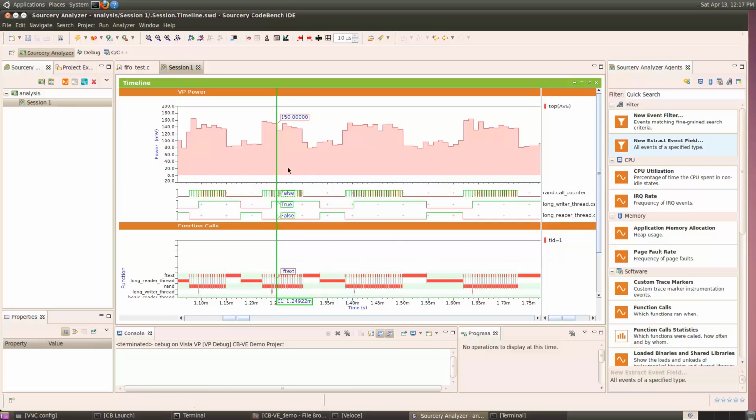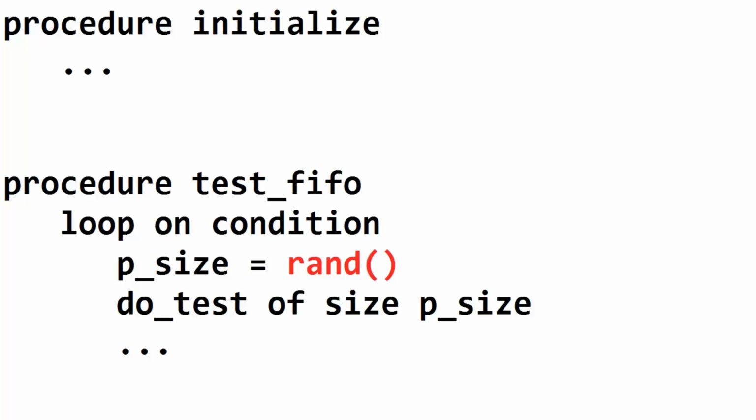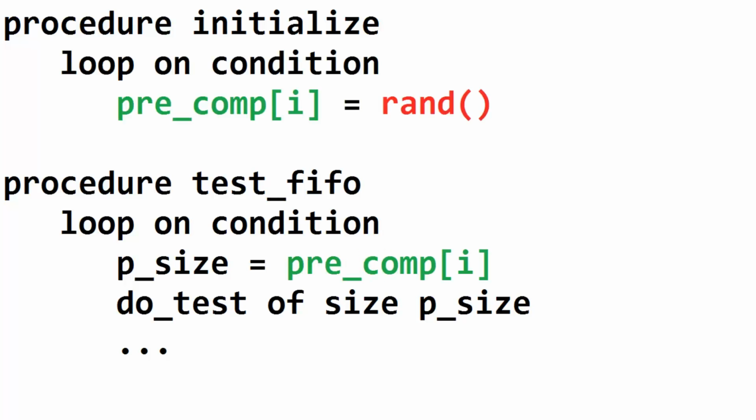By adding function call traces below the power analysis graph, I can see what functions are active during the periods of high power usage. Here we see that when we're frequently calling the rand function, the power is higher than at other times. Since frequent calls to the random function seems to be responsible for the high power consumption, I'll rewrite my application to reuse a pre-computed buffer of random data instead of regenerating the random data on every loop iteration.